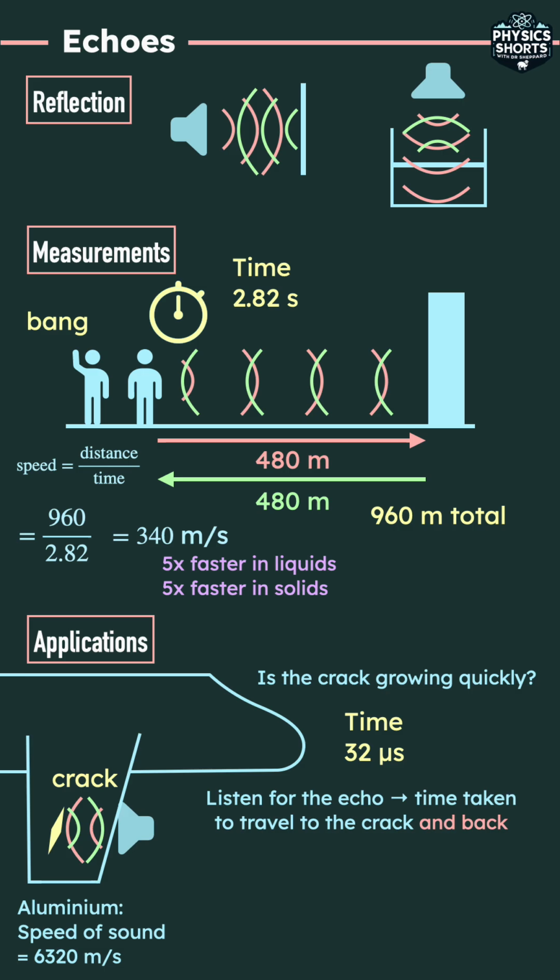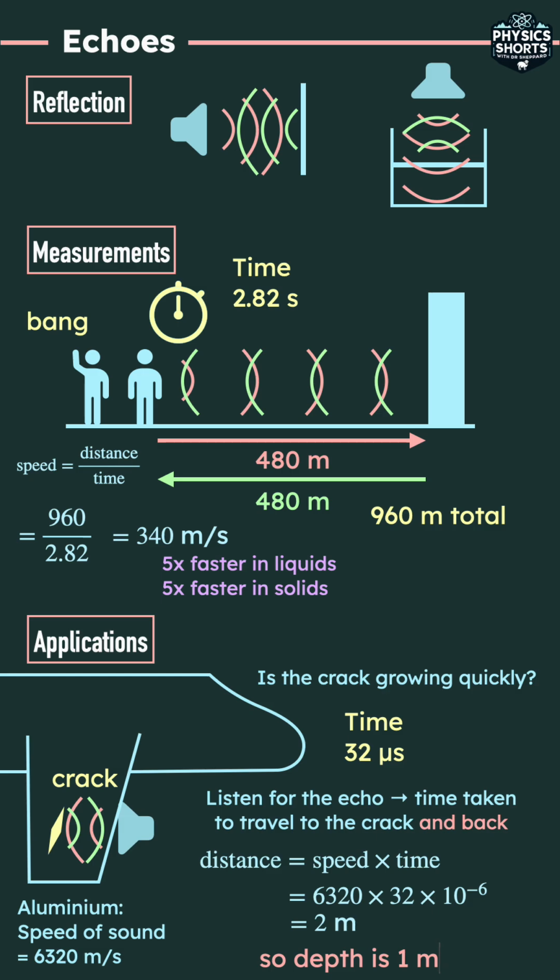Speed equals distance over time, so distance equals speed times time. That's 6,320 times 32 times 10 to the minus 6, which equals 2 meters. This is the total distance travelled, so the crack is 1 meter into the aluminium.